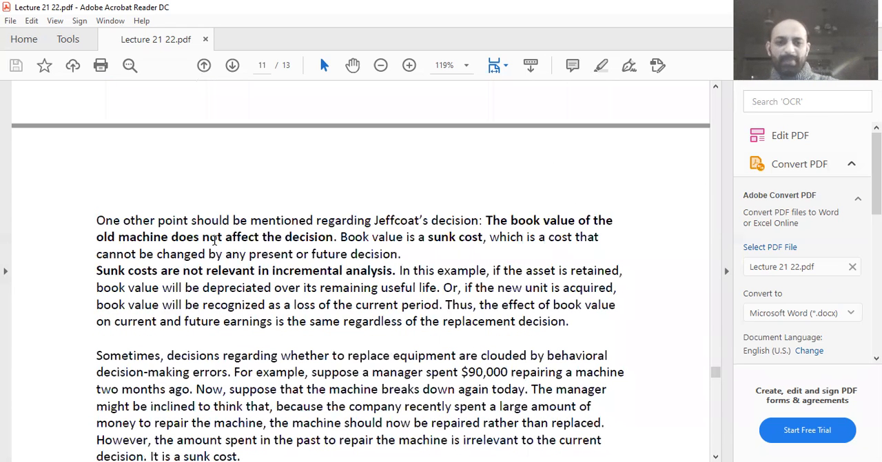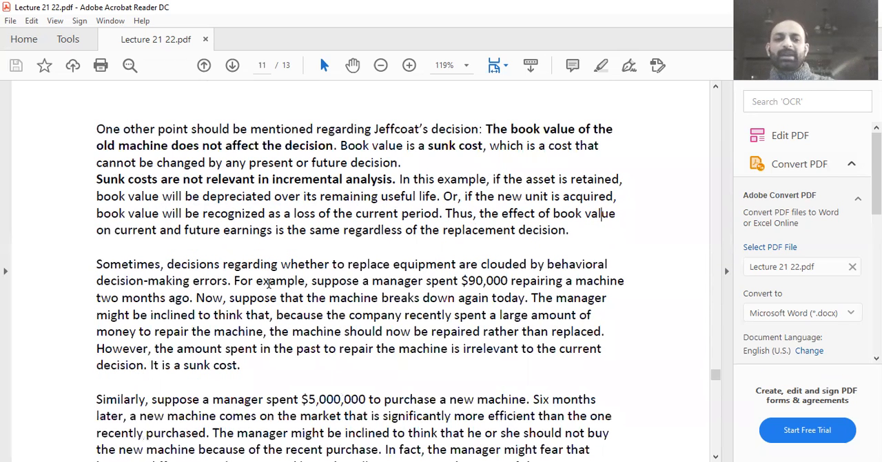One other point should be mentioned regarding Jeff Coates' decision. The book value of the old machine does not affect the decision. Book value is a sunk cost, as I've already told you, which is a cost that cannot be changed by any present or future decision. Sunk costs are not relevant in incremental analysis. In this example, if the asset is retained, book value will be depreciated over its remaining useful life, as I've told you. That is why sunk costs are not included when we are doing the incremental analysis.